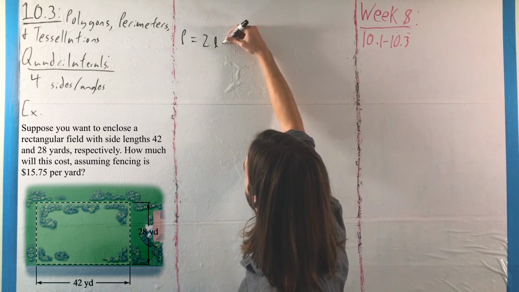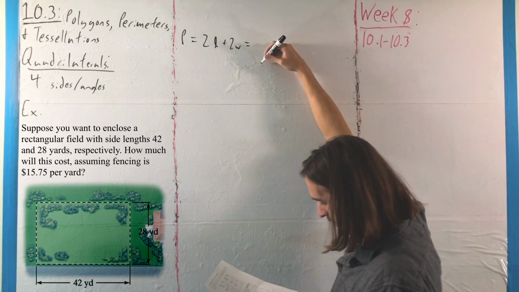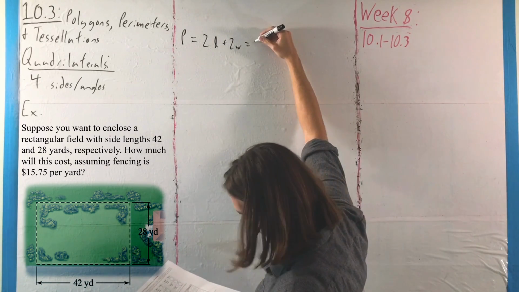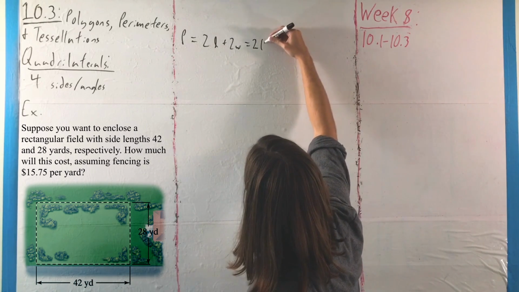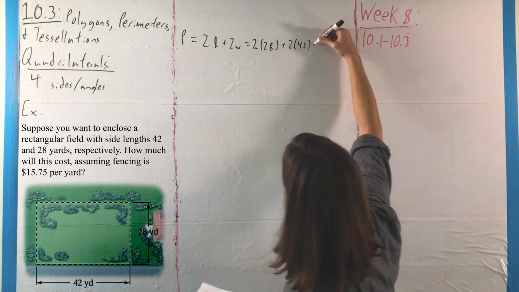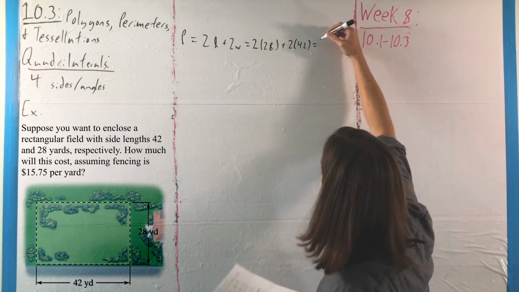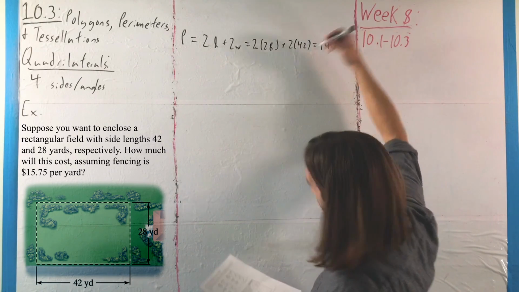So if we want to get the perimeter P, hopefully remember the formula for the perimeter of a rectangle is 2 times the length plus 2 times the width, where we'll call the length, in this case 28 yards, so we have 2 times 28 plus the width 2 times 42, which in this case would give a total perimeter of 140 yards.